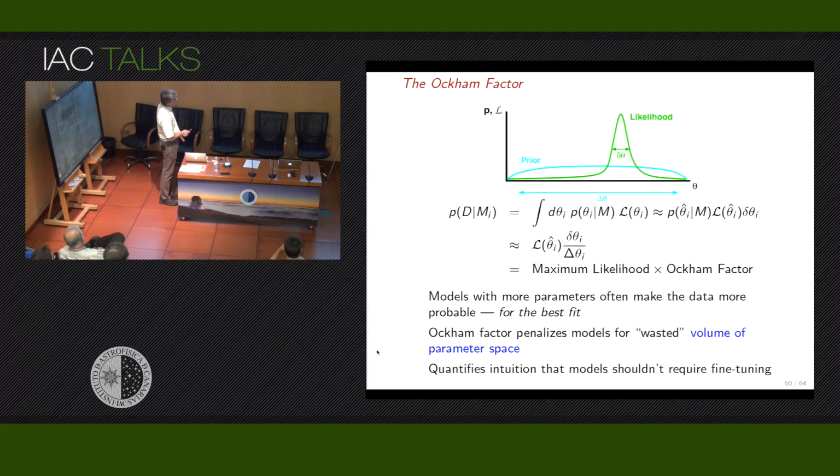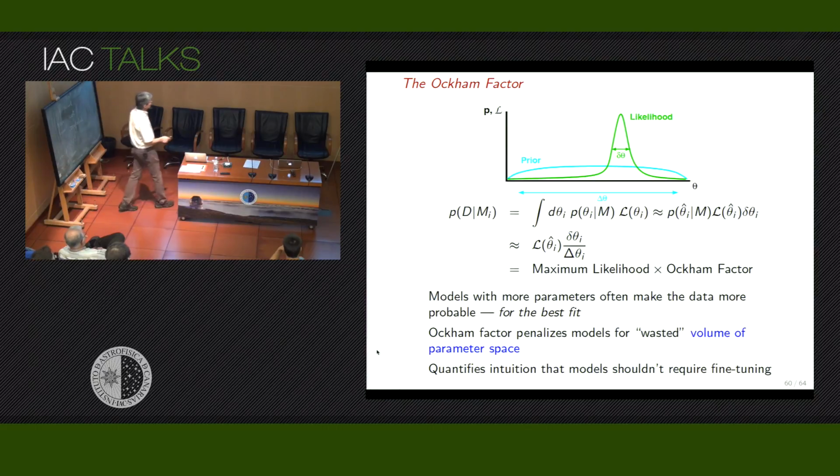It can be viewed as a kind of penalty that takes the maximum likelihood, the highest probability for the data, but penalizes it for the fact that, yes, that's the highest probability if you knew the parameter values were the best-fit values, but in fact the parameter values are uncertain. Once you take into account the uncertainty, there's this penalty factor that's basically the wasted volume of parameter space.